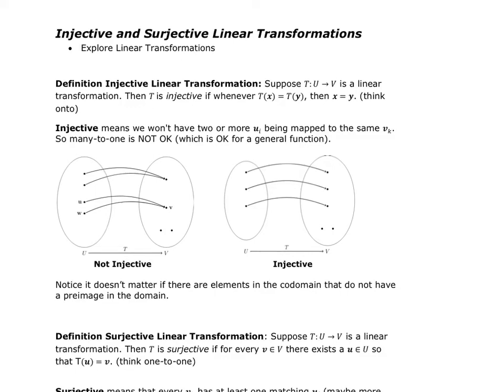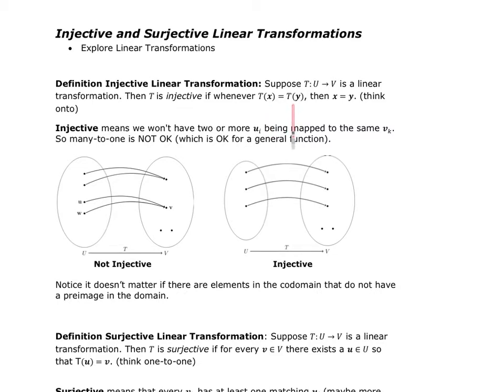In this video, we're going to explore injective and surjective linear transformations. An injective linear transformation is defined as follows: we have a linear transformation T from the vector space U into the vector space V. Then T is injective if whenever the images of x and y are equal, then x has to equal y. In other words, the pre-image x and the pre-image y have to be the same if their outputs, or images, are the same after I've done that transformation.